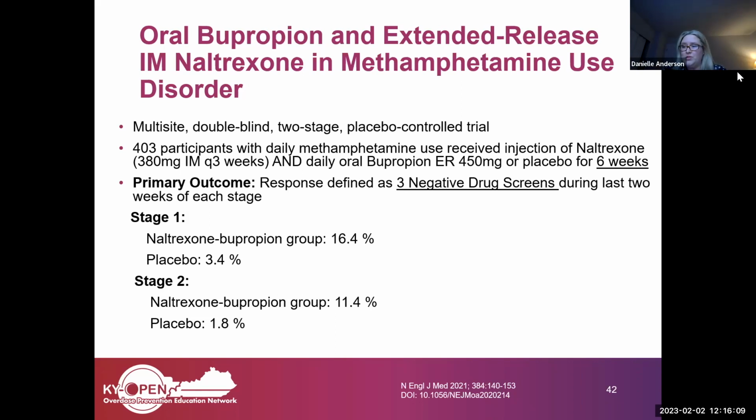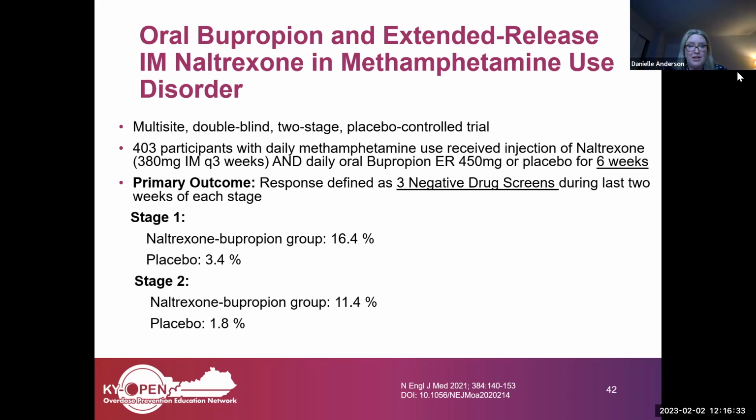And this was a two-stage trial in which people either received the naltrexone plus the bupropion, the treatment group, or a placebo. And again, to see how well this worked, the primary outcome was to look at negative drug screens during the last 2 weeks of each stage.